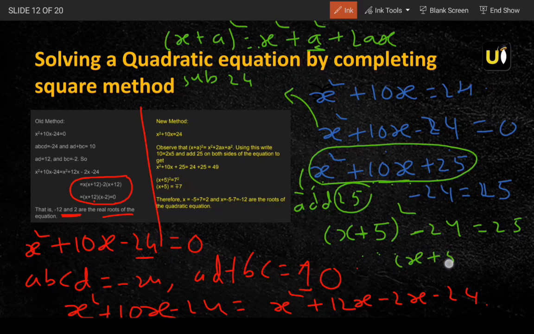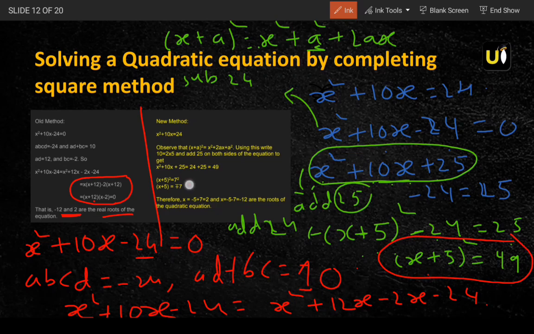x square plus 4x plus 4 is equal to 12 plus 4, that is 16. That means (x plus 2) whole square is equal to 16. That implies x plus 2 is plus or minus 4. So x plus 2 can be equal to 4, or x plus 2 can be minus 4. That means x is 2 or minus 6. So the real solutions of this equation are 2 and minus 6.